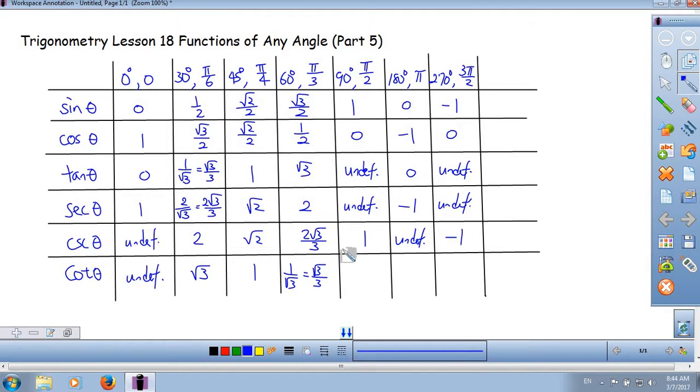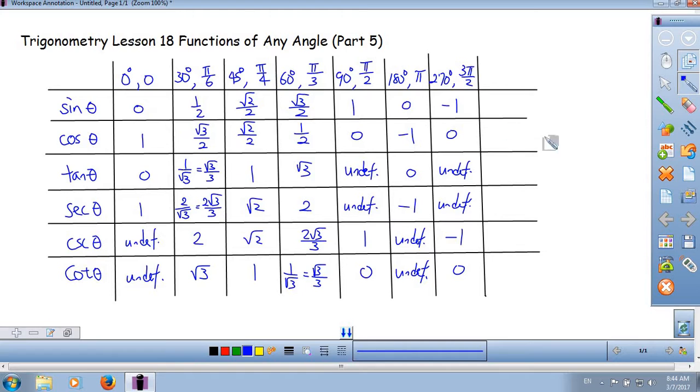Tangent here is undefined, but cotangent is cosine divided by sine, so 0 divided by 1 is 0. And -1 divided by 0 is undefined. And then 0 divided by -1 would be 0. And then if we keep going 360 degrees, we come back to repeat 0 degrees. So all that we really need to memorize is from 0 to 90 degrees. We do need to remember 180 and 270, but that usually is quite easy to remember.